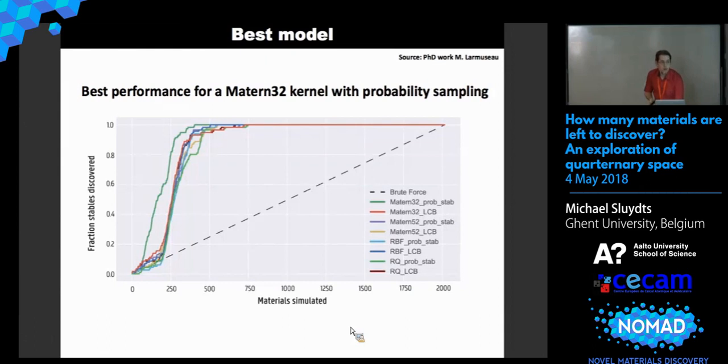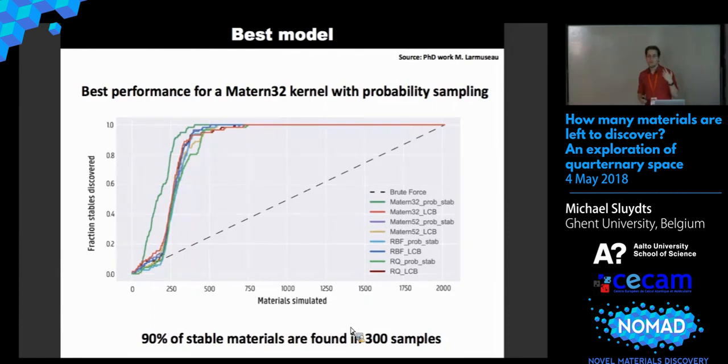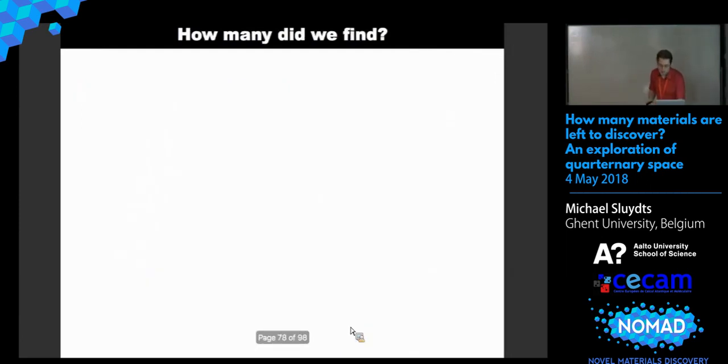Okay, so here's an overview of some of the variations of our Gaussian process models. Effectively, you have here varied kernels, and then either a sampling by the most likely to be stable, or the lowest confidence bound, let's say, of the hull energy. And effectively all perform very similarly. This Matern kernel performs a bit better, but it's not sure whether it's really statistically significant, let's say. So overall, we can get about 90% of the stable materials in each of our subsets in about 300 samples, which is up to a 10-fold speed increase in the calculations.